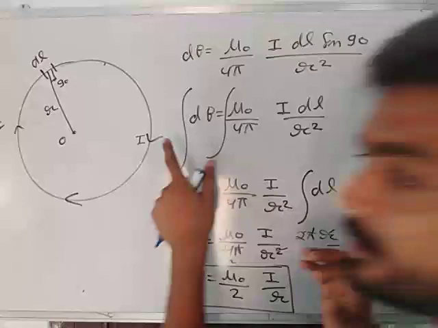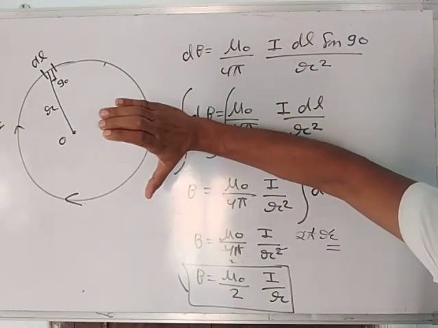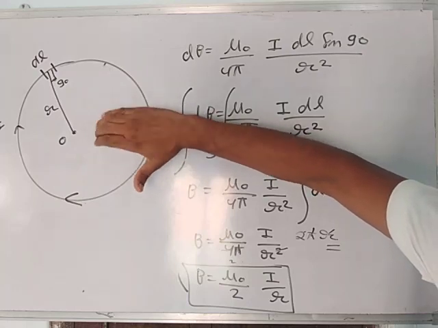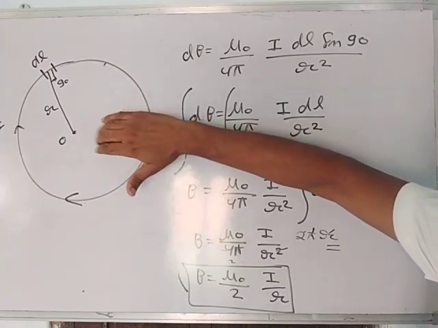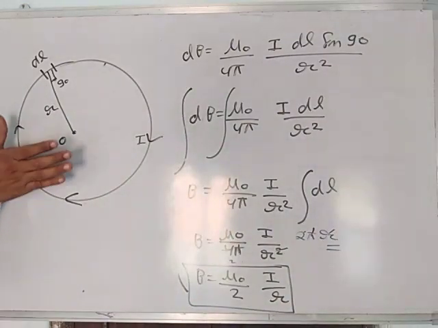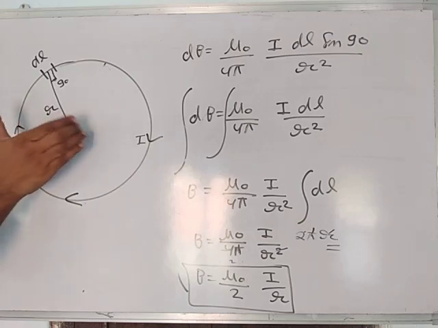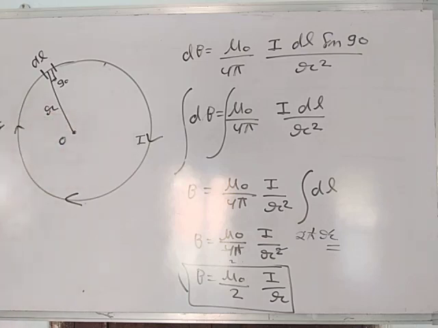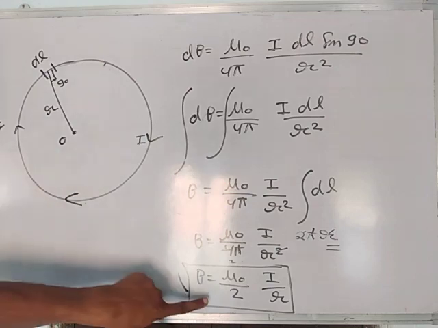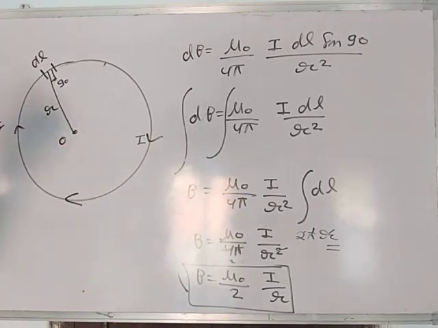At this point, you can see the thumb is giving the direction of current and the curled fingers are pointing towards the inside direction. Here you can see the thumb is in the direction of current, and curled fingers pointing inward. Means the direction of this magnetic field at the center is towards inward direction.